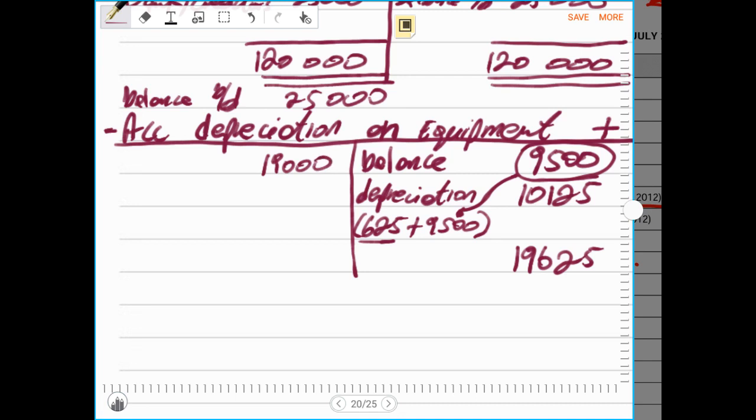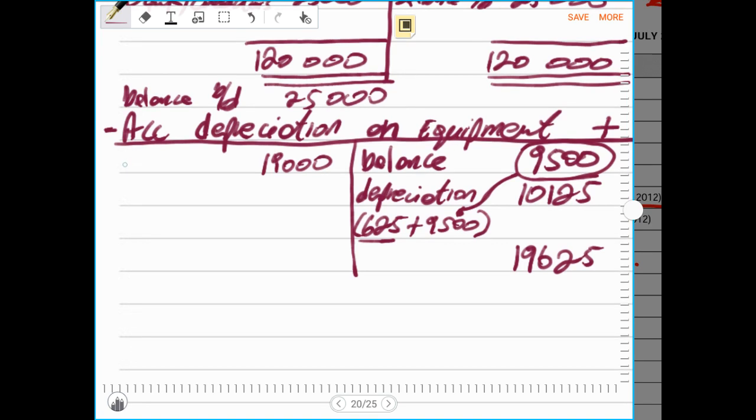Now, why are we debiting 19,000 rands? It's because the old equipment was disposed. Therefore, we don't need its accumulated depreciation appearing in the books of the business. Hence we debit that, and the contra entry will be asset disposal.